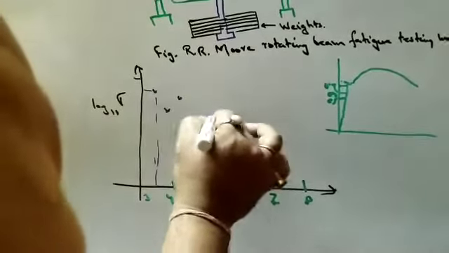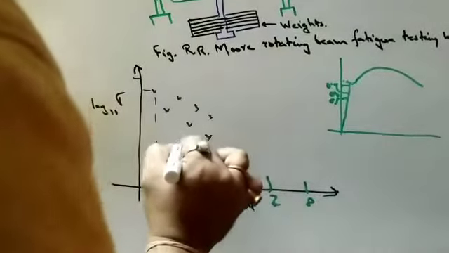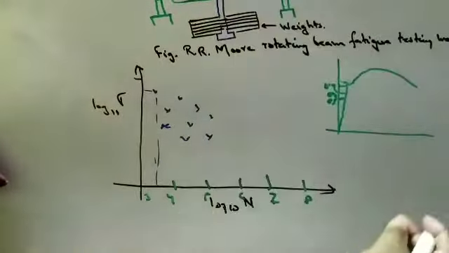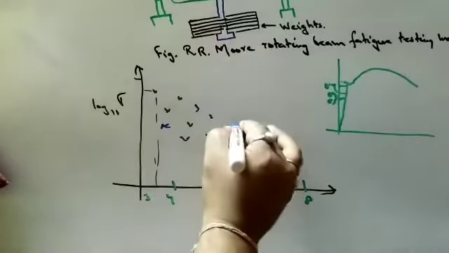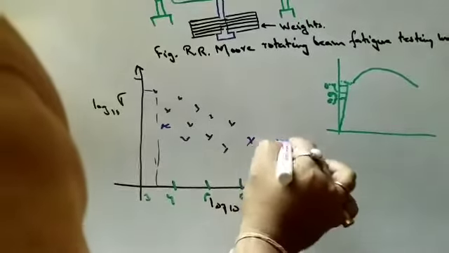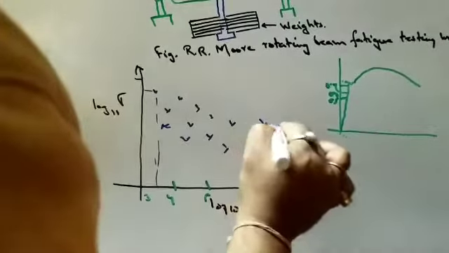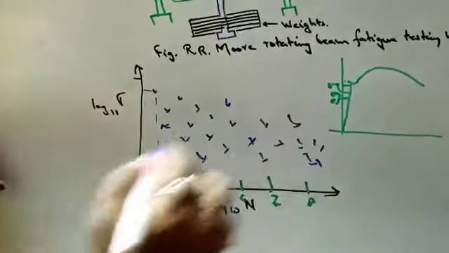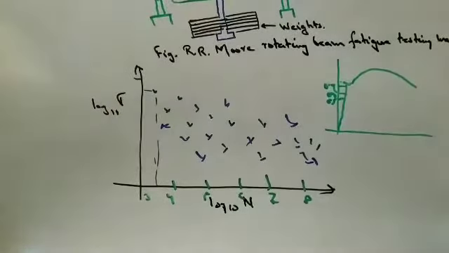So these are all the failure points, because once a specimen fails, we take another specimen. We take a huge number of failure points. You can take 50 specimens or 100 specimens.